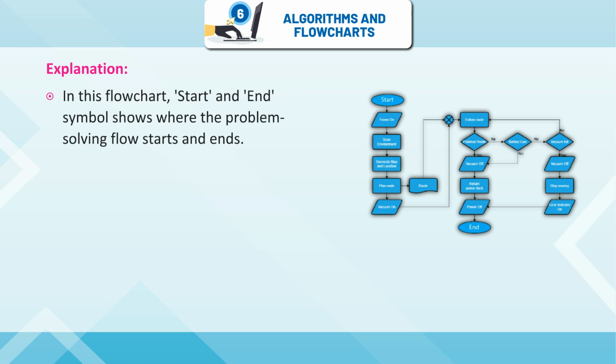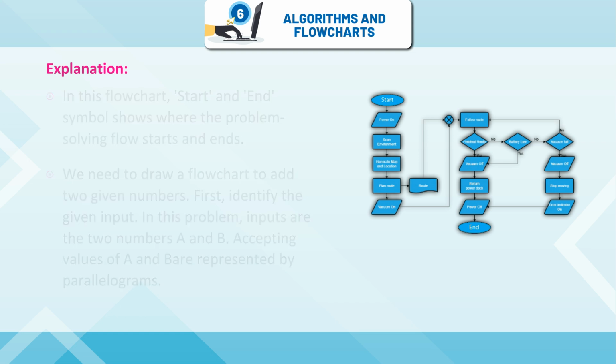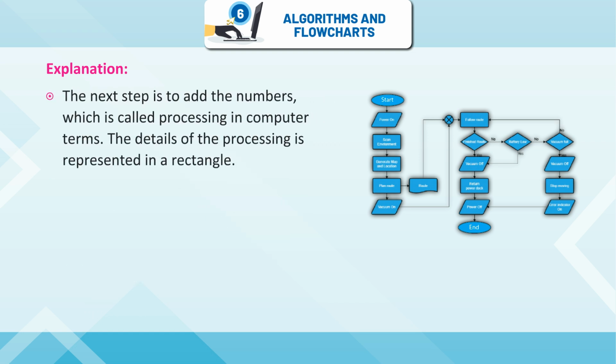Explanation. In this flowchart, start and end symbols show where the problem-solving flow starts and ends. We need to draw a flowchart to add two given numbers. First, identify the given input. In this problem, inputs are the two numbers A and B. Accepting values of A and B are represented by parallelograms. The next step is to add the numbers, which is called processing in computer terms. The details of the processing are represented in a rectangle.